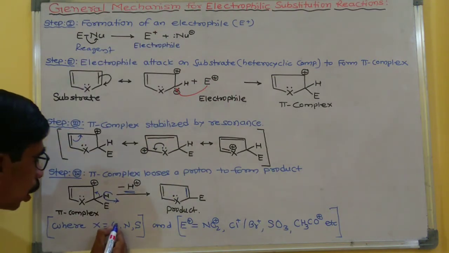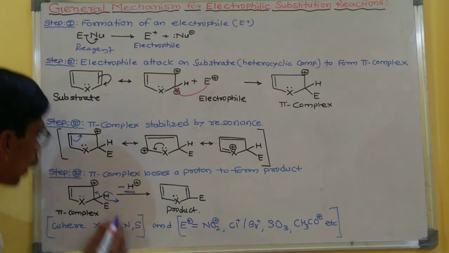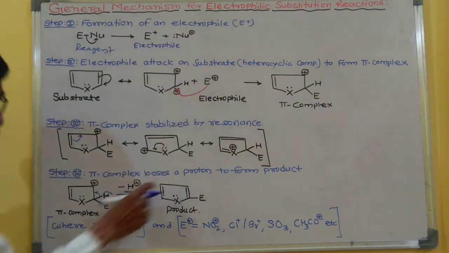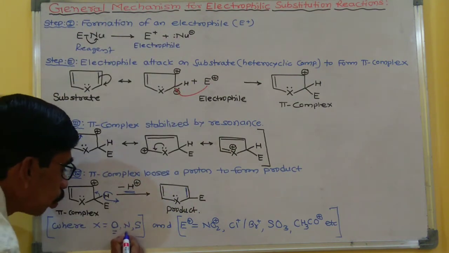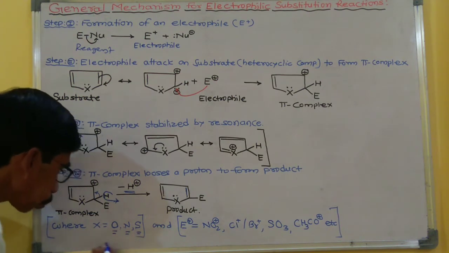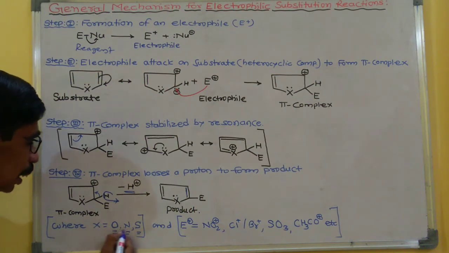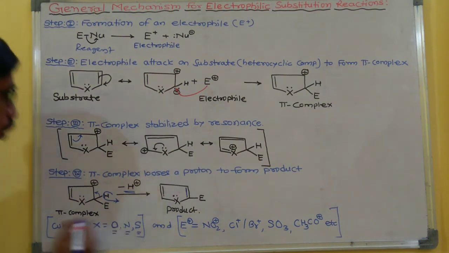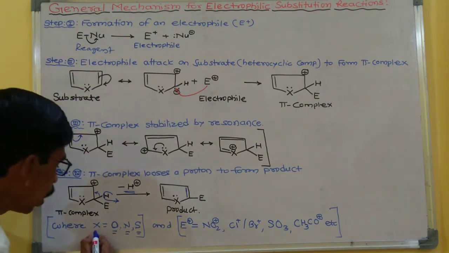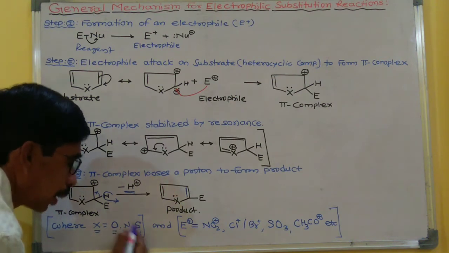Now, in place of this X we can use oxygen, nitrogen and sulfur. Whenever X is equal to oxygen, it becomes a furan. Whenever X is equal to nitrogen, it becomes a pyrrole, and when X is equal to sulfur, it becomes a thiophene. So this is X equal to oxygen, nitrogen and sulfur.